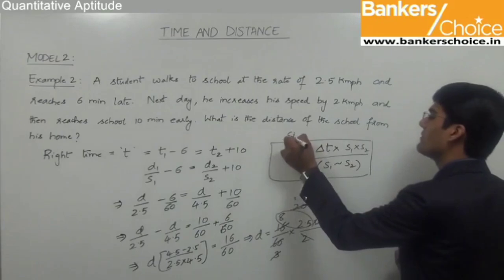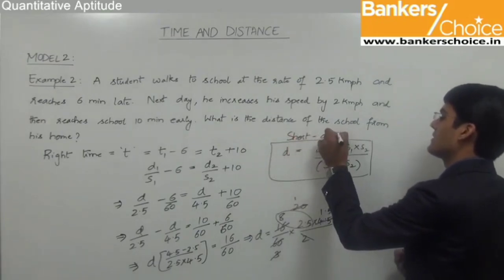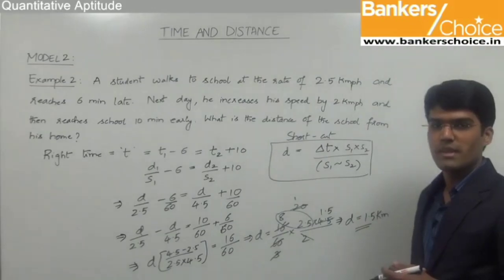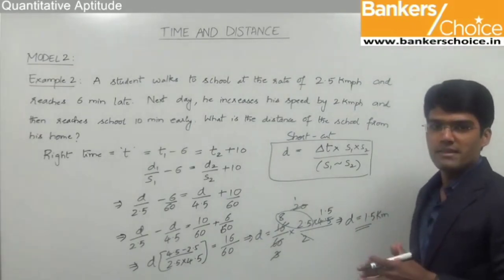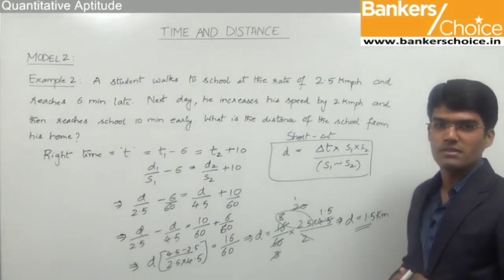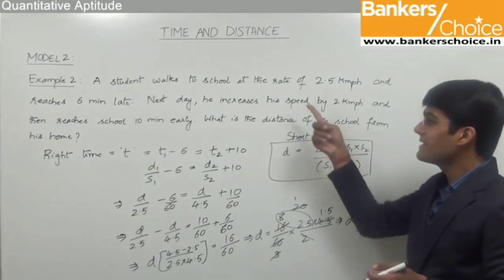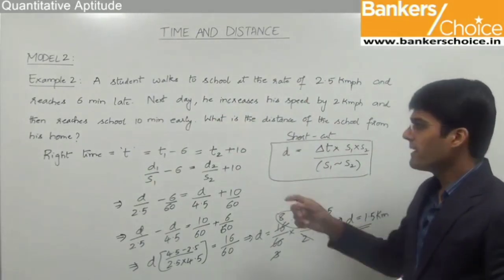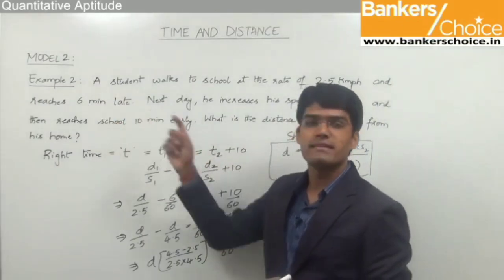So this is the shortcut formula to solve this question. But remember, this formula is applicable only for these type of questions where two different speeds will result in two different times of reaching the point. The time difference in this case is nothing but 6 plus 10, 16 minutes. Remember friends, the difference should not be taken as 10 minus 6, 4 minutes.